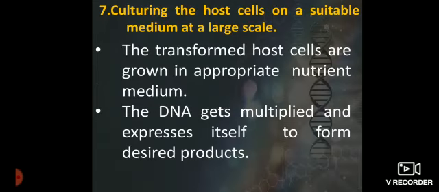The next step, the 7th step, is culturing the host cells on a suitable medium at a large scale. Once our gene is part of the host cell, we want to culture it on a large scale. The transformed host cells are grown in appropriate nutrient medium and the DNA gets multiplied and expresses itself to form the desired products, meaning the protein that we want.